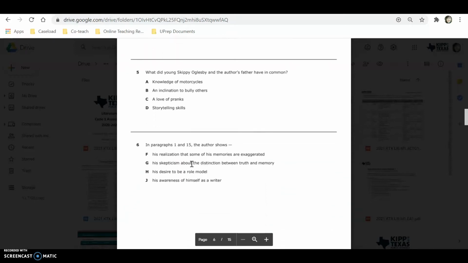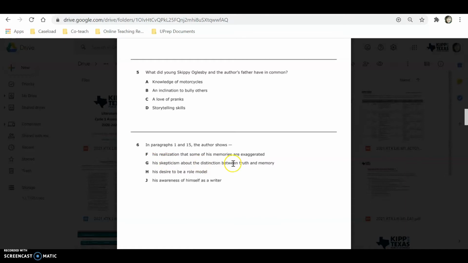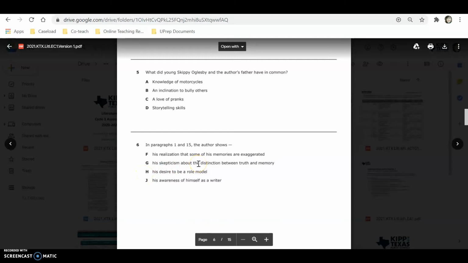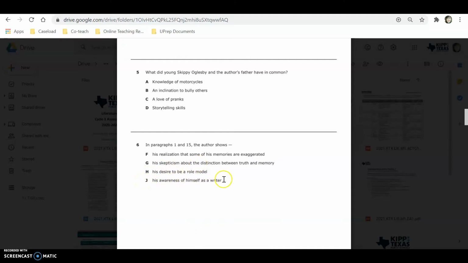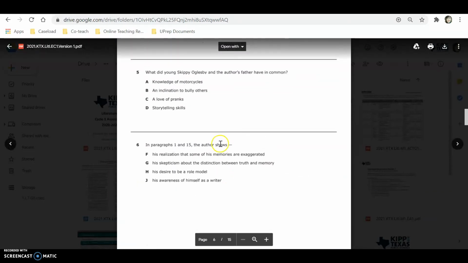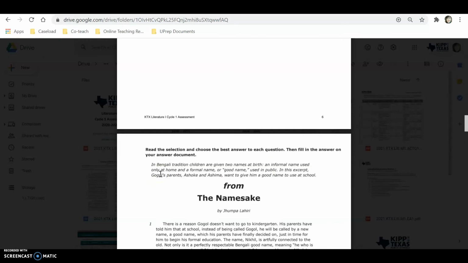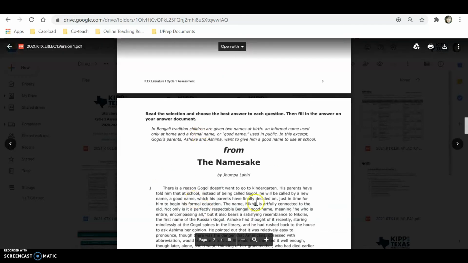Back to question 6. In paragraphs 1 and 15, the author shows F, his realization that some of his memories are exaggerated. G, his skepticism about the distinction between truth and memory. H, his desire to be a role model. J, his awareness of himself as a writer. We have finished with the first reading and set of questions. When you have finished, close this video and open the second video, reading aloud for you the second reading and questions.